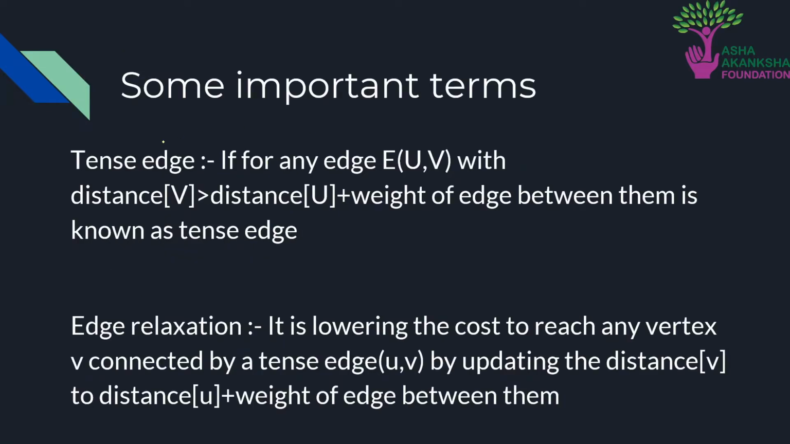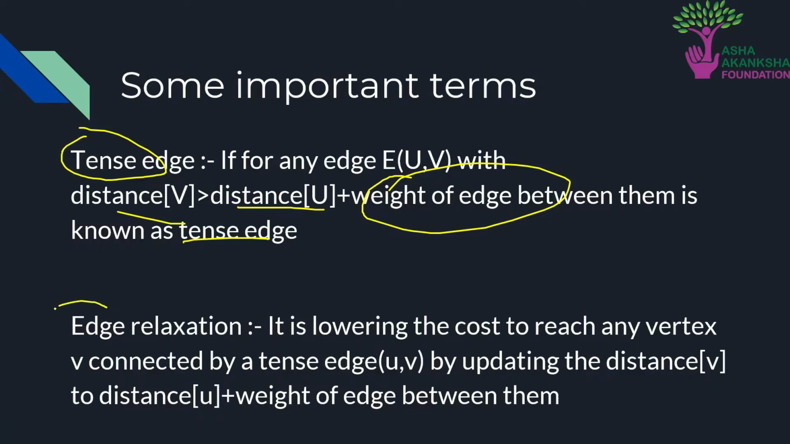So let us see some of the important terms. First one is tense edge. It is an edge (u, v) for which the distance of v is greater than the distance of u plus the weight of the edge connecting them. Now let us look at edge relaxation. It is lowering the cost to reach any vertex v connected by a tense edge (u, v) by updating the distance of vertex v to the distance of vertex u plus the weight of the edge between them.